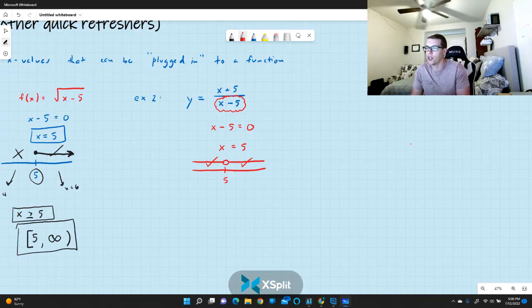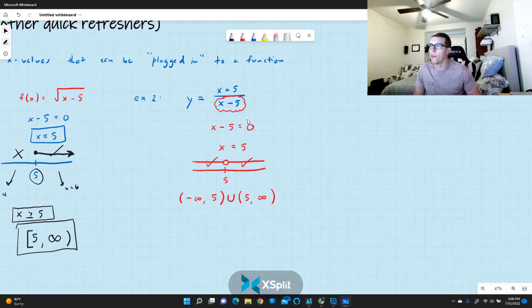But I like interval notation, so we'll do this. We'll go negative infinity all the way up to 5, and then parenthesis because 5 is not included in the domain. Union 5 to infinity. Close the parenthesis. Parenthesis because we are not including 5 in the domain. 5 is not in the domain of this function. Right? And that is how we deal with a rational function.